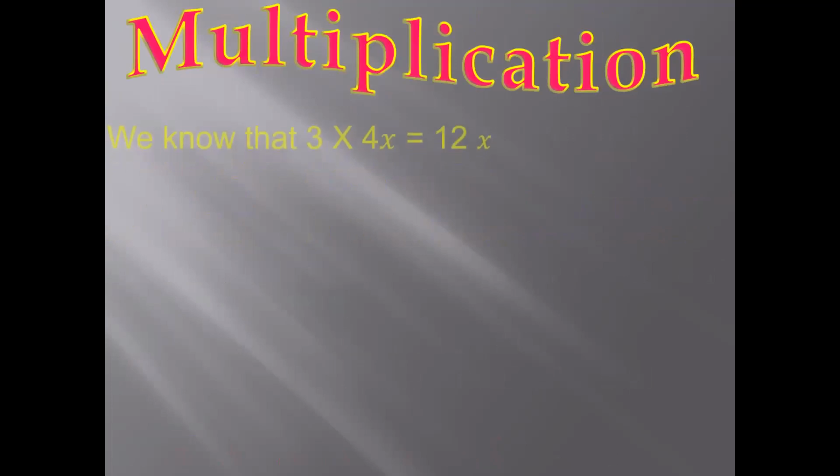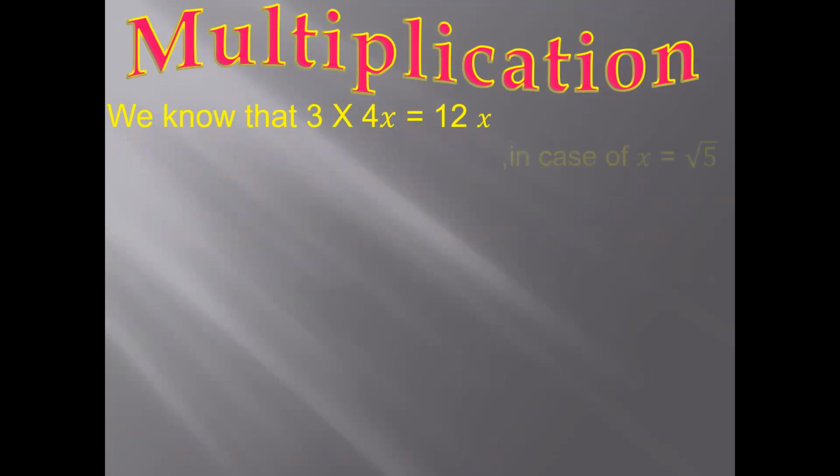Okay, multiplication. We know that 3 times 4x equals 12x. 3 times 4 equals 12, and put x as it is. So in case x equals root 5, I'll put x equals root 5. The answer will be 12 root 5.